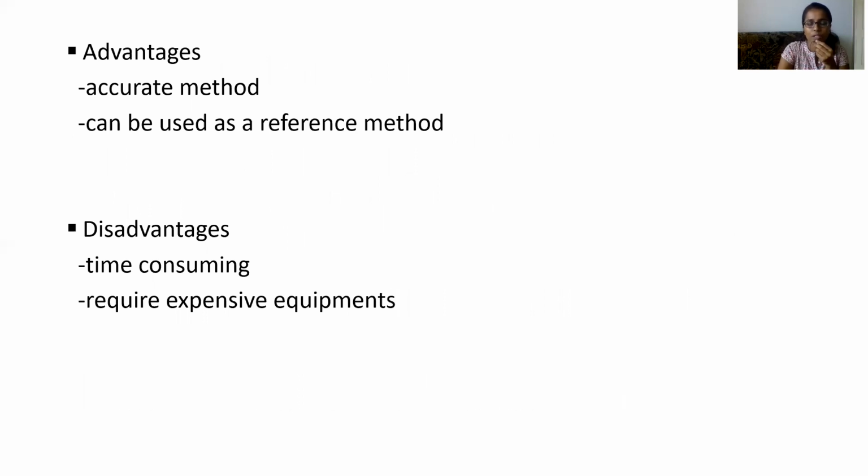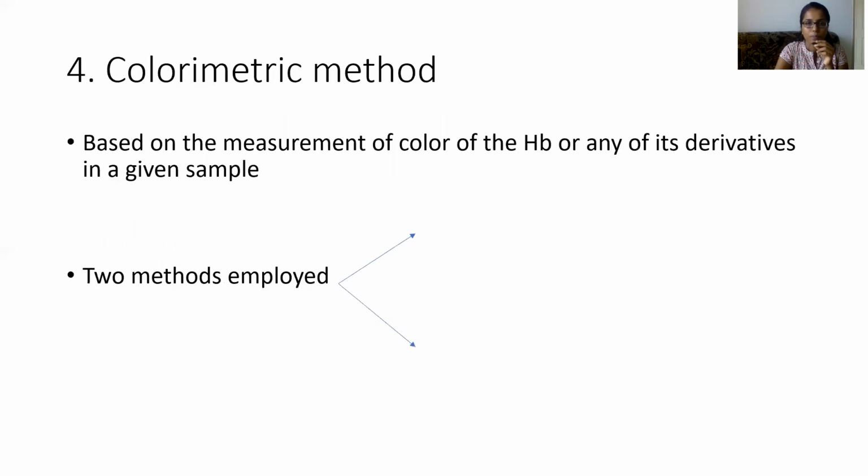That is, first we need to saturate the blood with oxygen. After that, we need to displace the bound oxygen. Then it needs to be measured using special equipment. After that, we need to indirectly calculate the hemoglobin present in the sample. So it's a time consuming procedure, and it also requires expensive equipment for the measurement of displaced oxygen. Okay, so this is not commonly used.